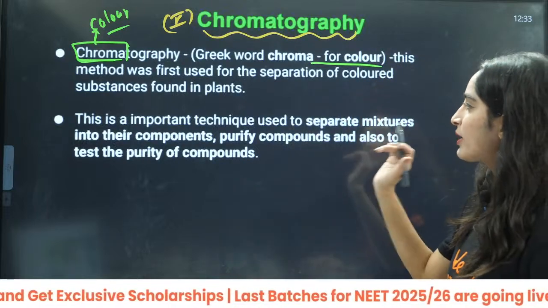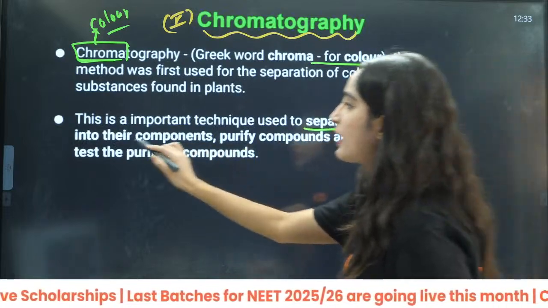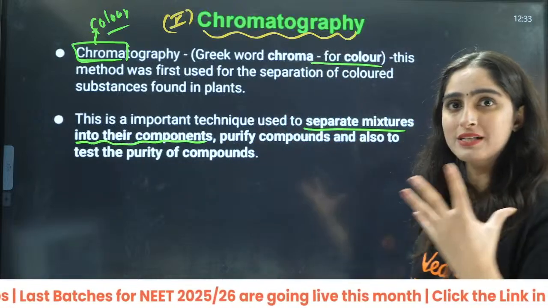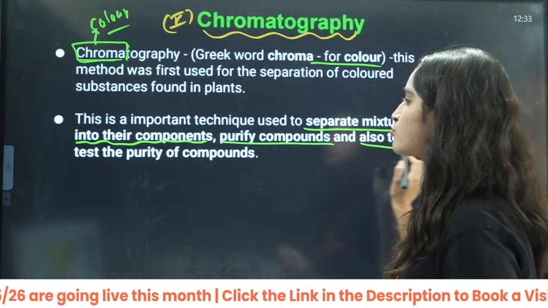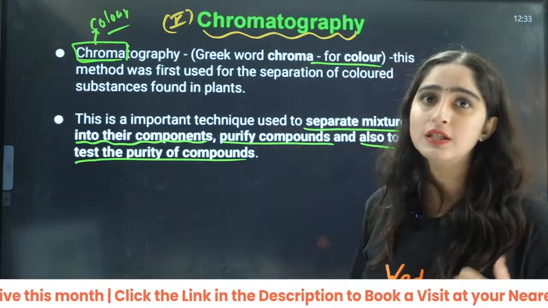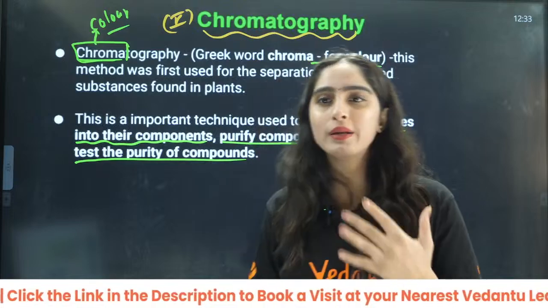So this is an important technique to separate mixtures into their components. Like I told you, you will separate the ink components into different parts. It is also used to purify compounds and to test the purity of compounds. This is a very common method that is used.